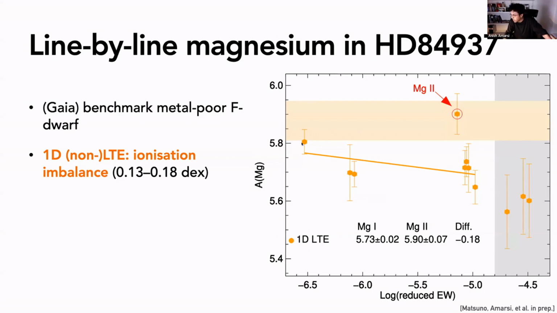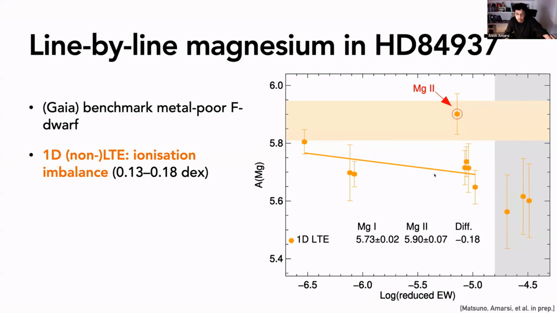So there are these orange points. Here, the x-axis is the reduced equivalent width of the line, a measure of how strong the line appears to be. And the y-axis is the magnesium abundance that we infer. The problem here is mainly that the Mg II line in this analysis, the line due to ionized magnesium, is way above all of these other lines, which are due to neutral magnesium. We say that there is an ionization imbalance, and it amounts to almost 0.2 dex.